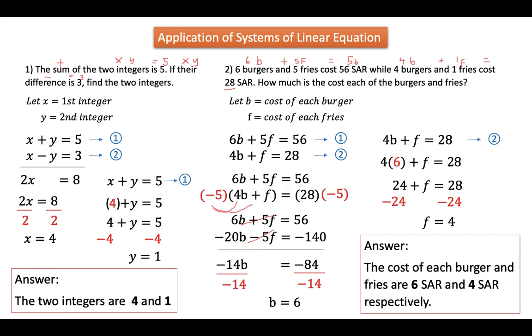Now for checking, if you want to know if our answer is really correct, we can substitute this in these two equations to see if it will satisfy them. Since the burger costs 6 and the fries cost 4, let's try. 6 times 6 is 36. 5 times 4 is 20. So 36 plus 20 makes 56. So it satisfies our equation 1. How about equation 2? Since b is 6, 4 times 6 is 24, plus f is 4. So 24 plus 4 makes 28. So it also satisfies our second equation. Therefore, this one is correct.